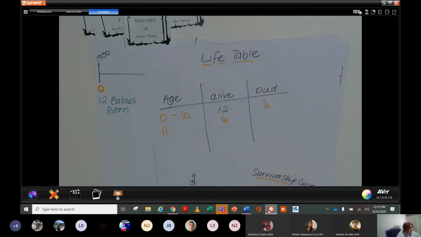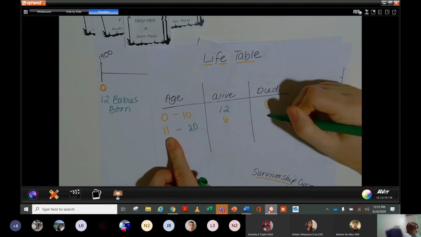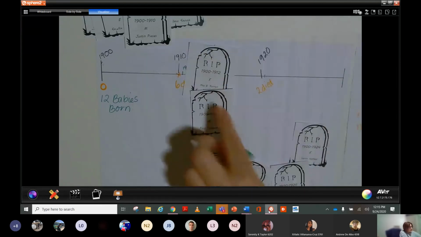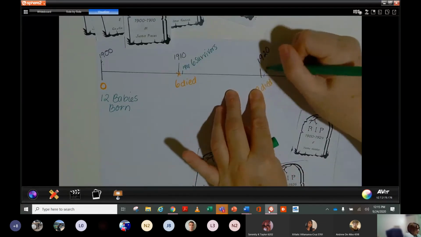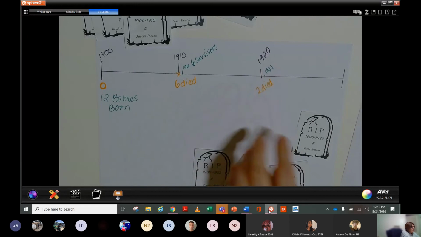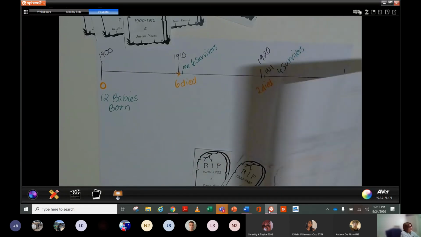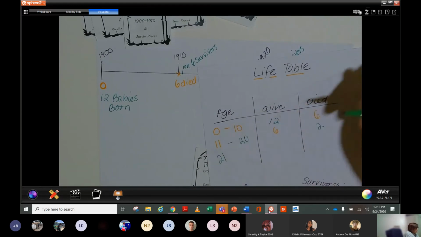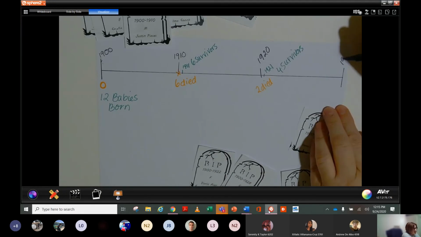Well, there were 6 alive at 11, but by 1920, 2 more had died. So how many lived to 1921? 1, 2, 3, 4, right? Because 6 minus 2 is 4. So 4 survivors. So I'm kind of seeing it. So how many survived to be 21? 6 minus 2, 4. And then the last one, because you guys are probably like, I got this.